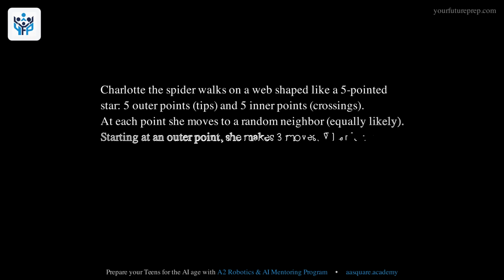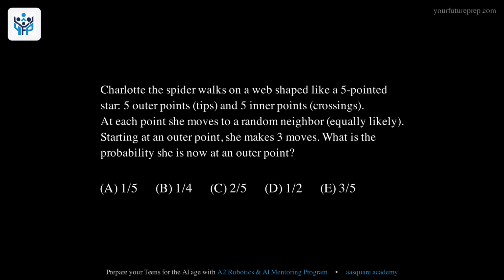Charlotte the spider walks on a web shaped like a 5-pointed star. There are 5 outer points, the tips, and 5 inner points where the star's lines cross. At each point she randomly walks to one neighboring point, each equally likely.